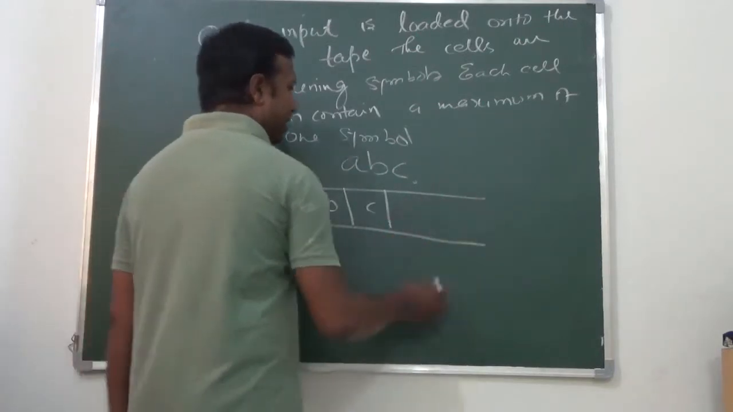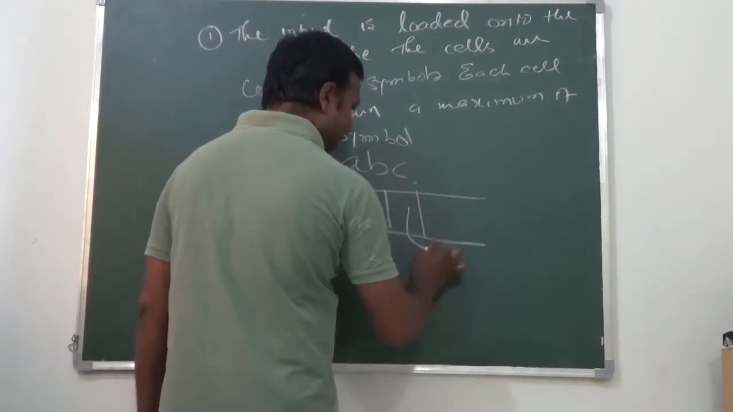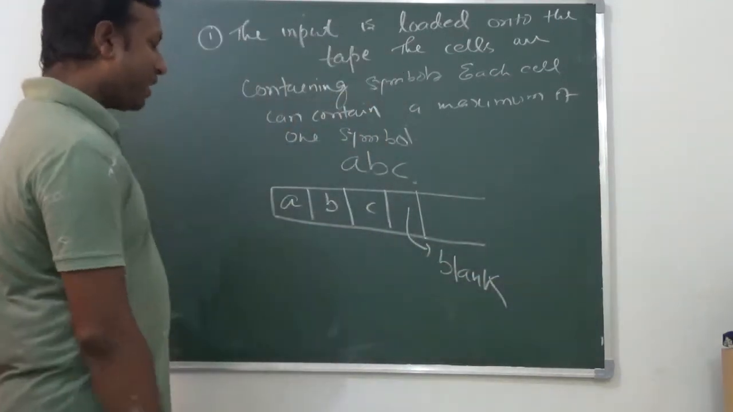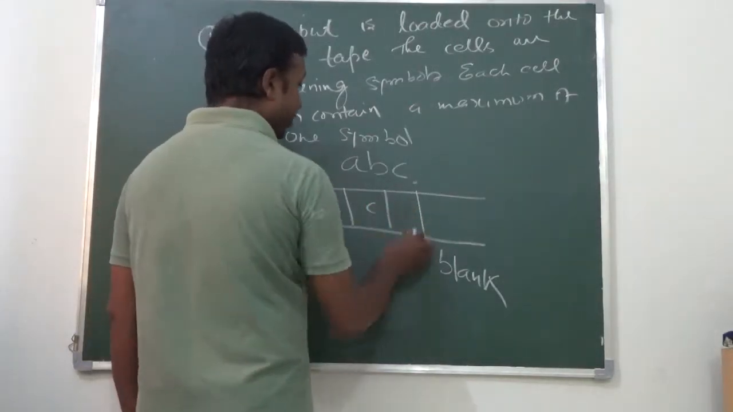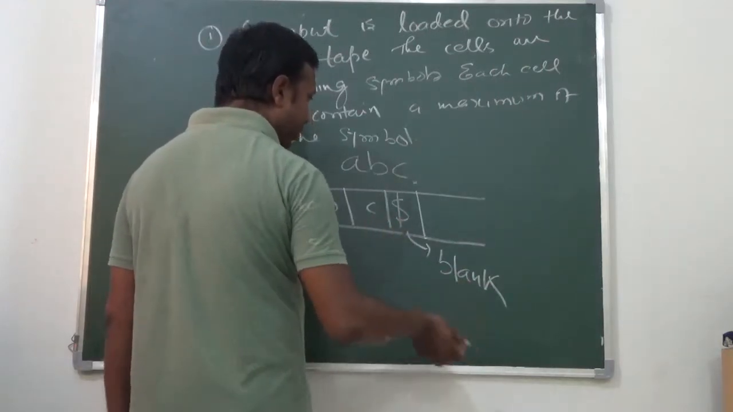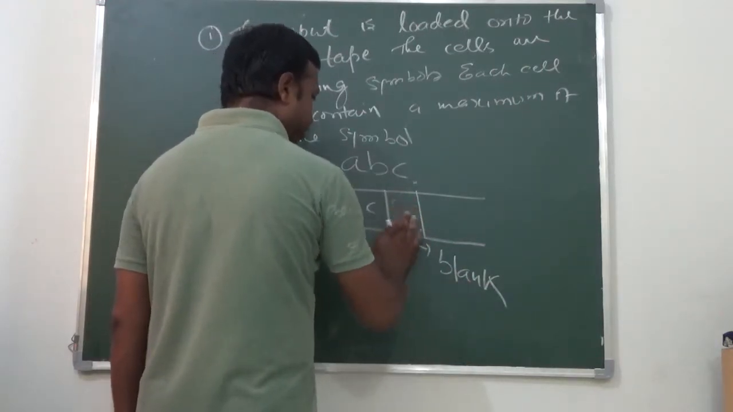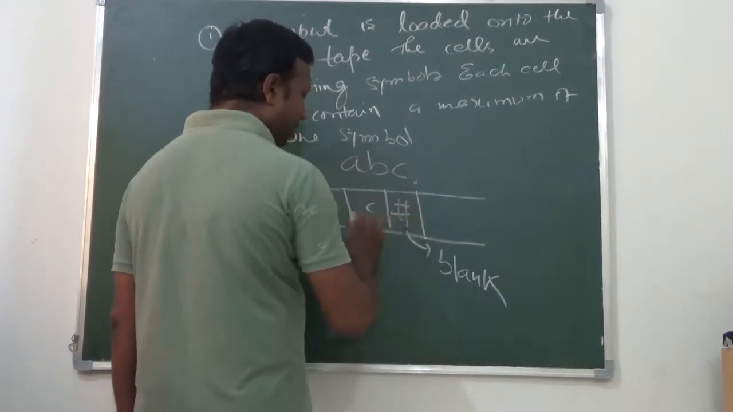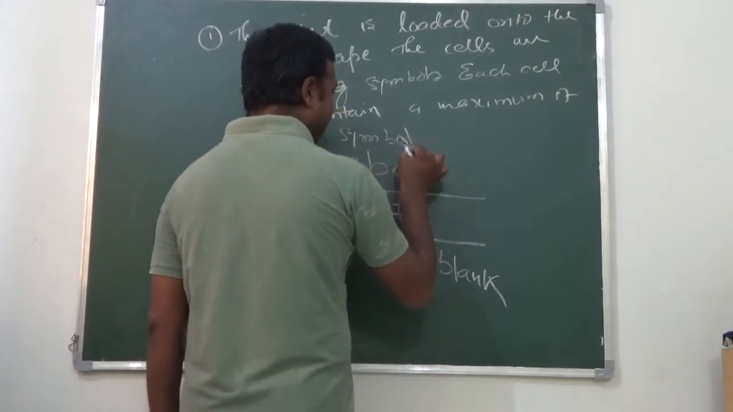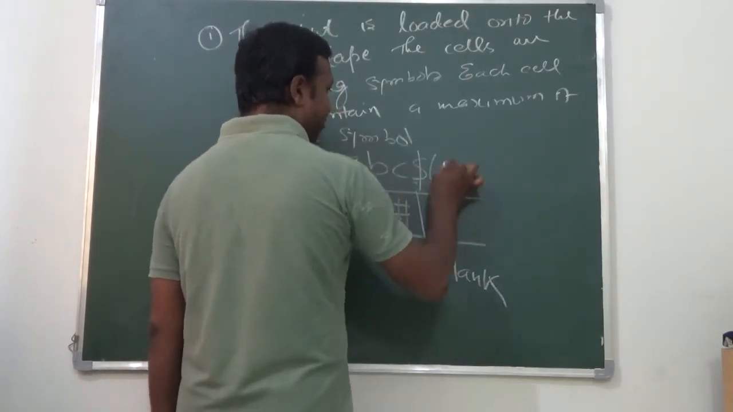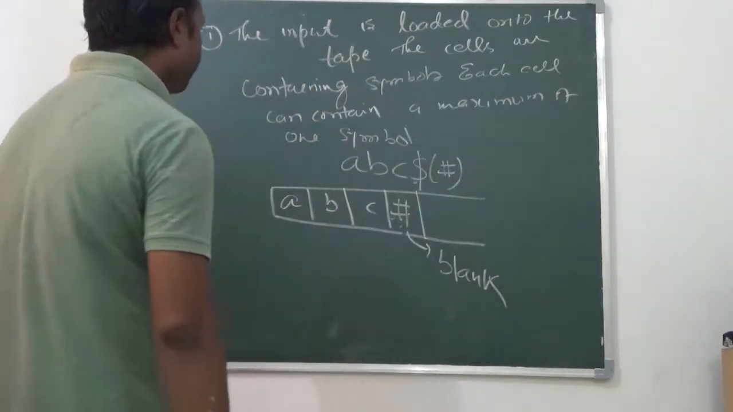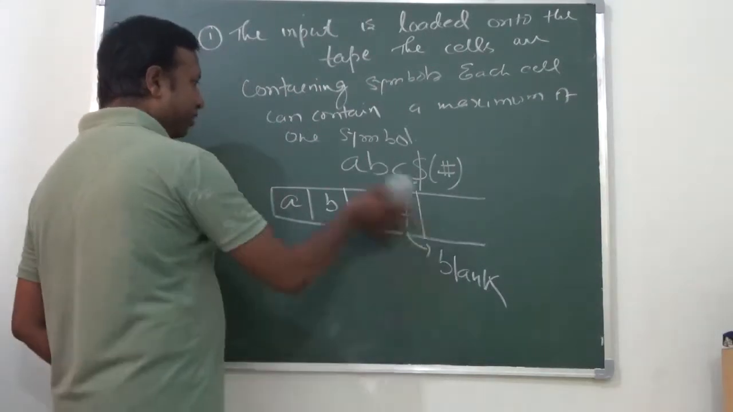Then after that, either the cells are blank, either we consider it as a blank cell, or we consider there is a dollar kind of thing. Dollar. Sometimes some book refer it as a pound sign also, or the hash. So either it is a dollar, you can think that all the input is either ending with a dollar, or sometimes some books refer it as a hash symbol also, pound sign also. So this is how the tape look like.